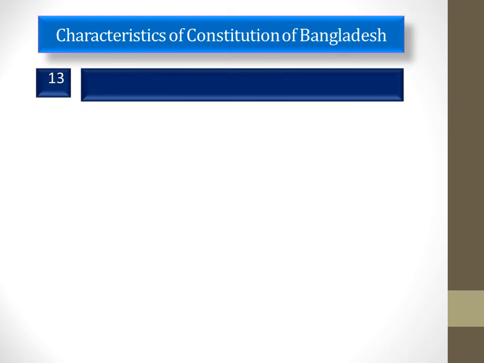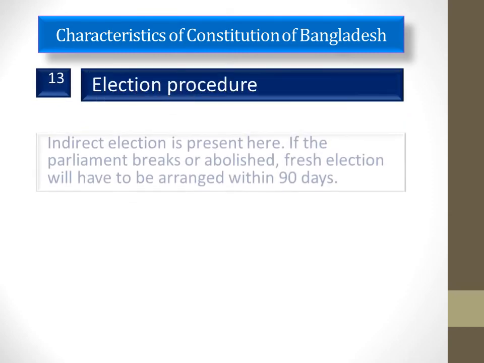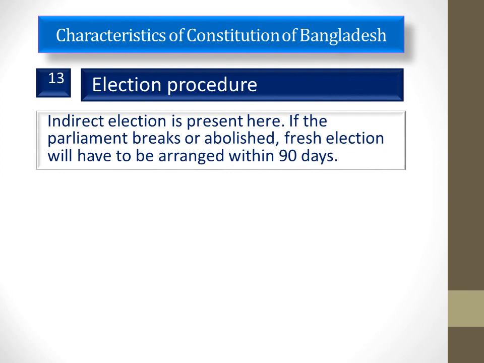Number 13, election procedure. In our country, direct election is present. If the parliament breaks or is abolished, a fresh election will have to be arranged within 90 days.